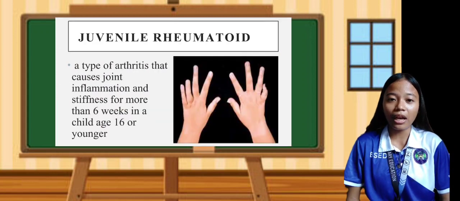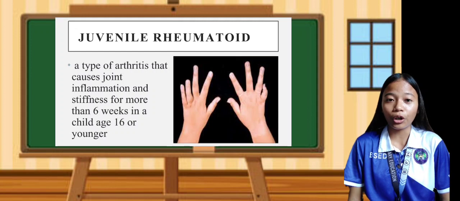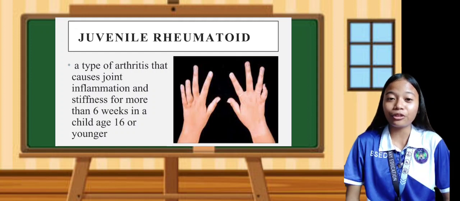The second one is juvenile rheumatoid arthritis. Juvenile rheumatoid arthritis is a form of arthritis in children ages 16 or younger. It causes joint inflammation and stiffness for more than 6 weeks. This disease may affect a few joints or many joints. It may cause symptoms all over the body. The most common symptoms include swollen, stiff, warm, red, and painful joints.